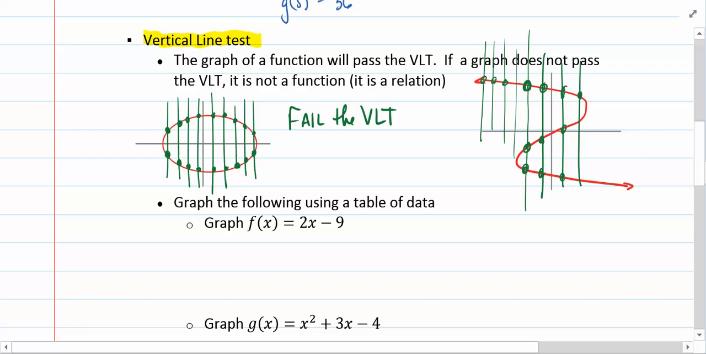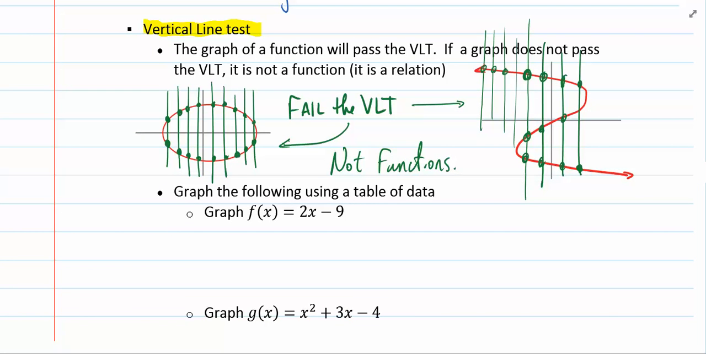Even if the function fails just at one spot, if there's one vertical line that makes this function fail the vertical line test, then this too would fail the vertical line test, and therefore they are not functions.